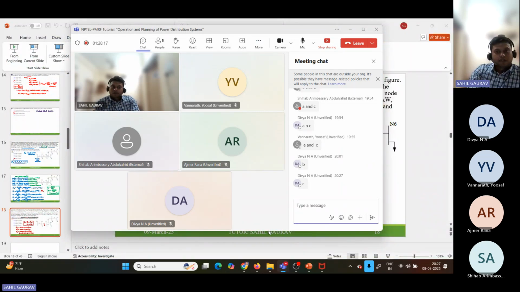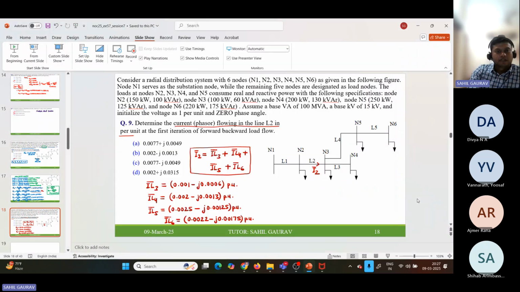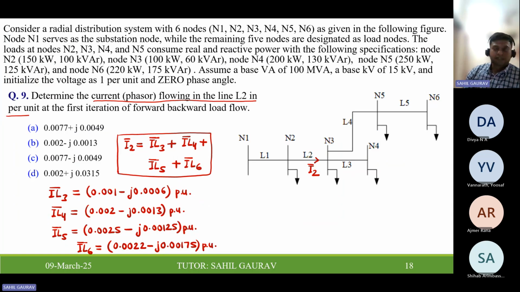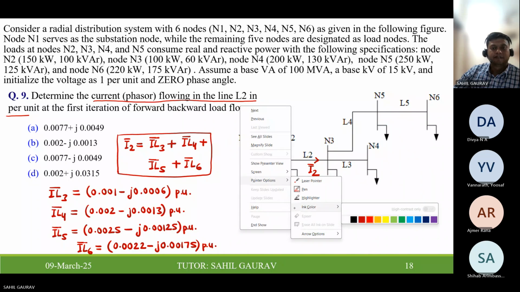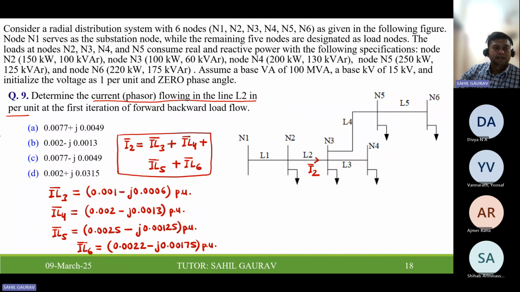I got one response. Div is saying see the answer. Yes, see the correct answer. If you do the summation, then C will come as the answer. So I2 will come as 0.0077 minus j0.0049 per unit. So this is the answer.